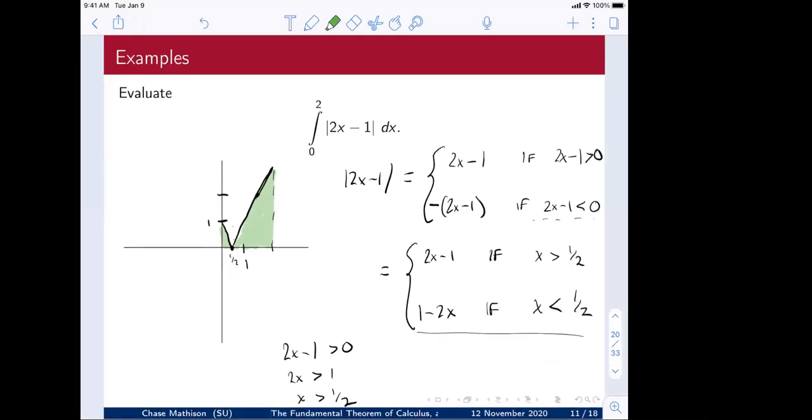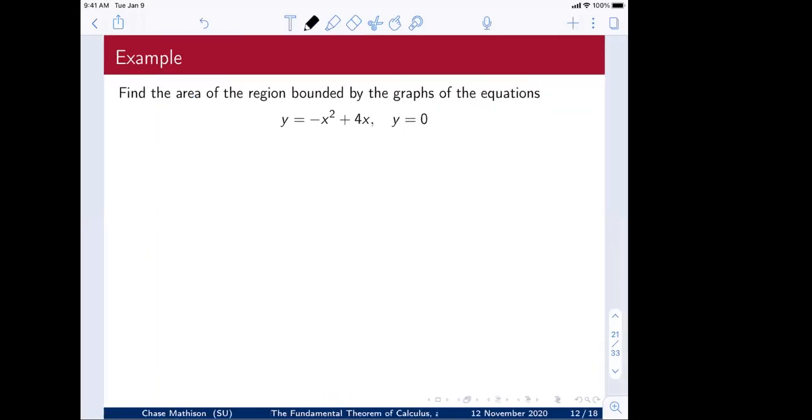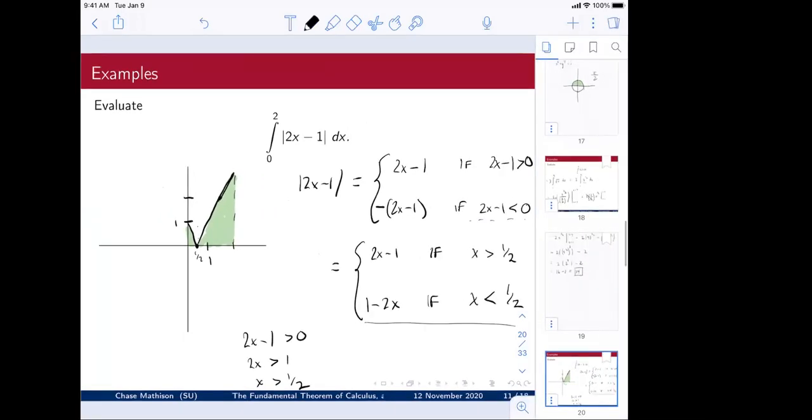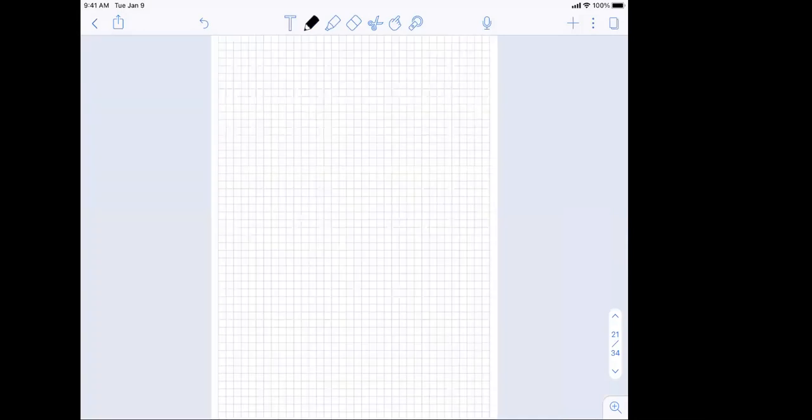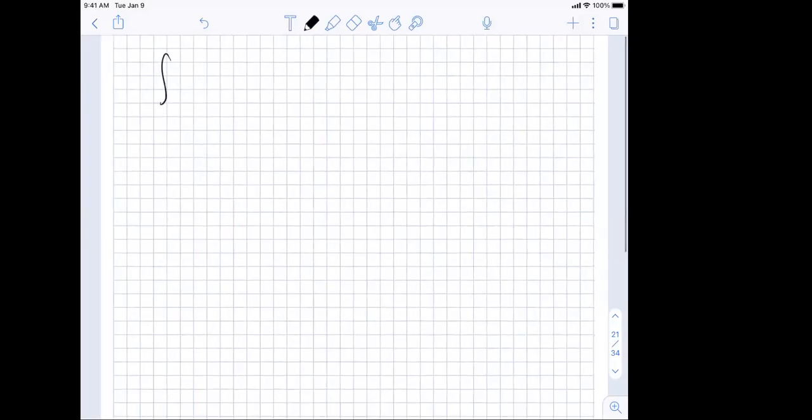So we could phrase it like that, or we could use this definition of absolute value of 2x minus 1 and actually still use the fundamental theorem of calculus. And how are we going to do that? Well, let me add a page. The integral from 0 to 2 of absolute value of 2x minus 1 with respect to x.